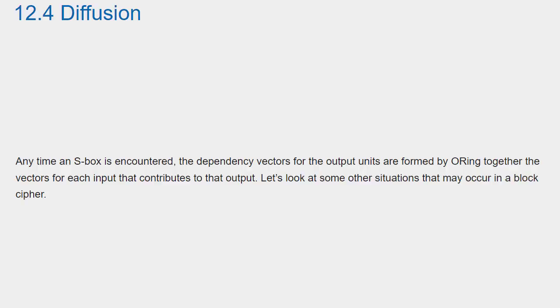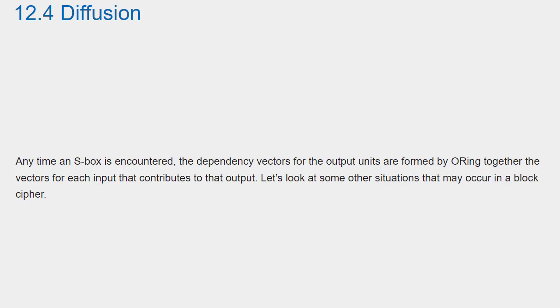After the third round of bifid, each output letter depends on all seven of the round 1 plain text letters, for example, 111100 OR 100111 is 111111. The output of the third round is represented as. Any time an S-box is encountered, the dependency vectors for the output units are formed by ORing together the vectors for each input that contributes to that output.